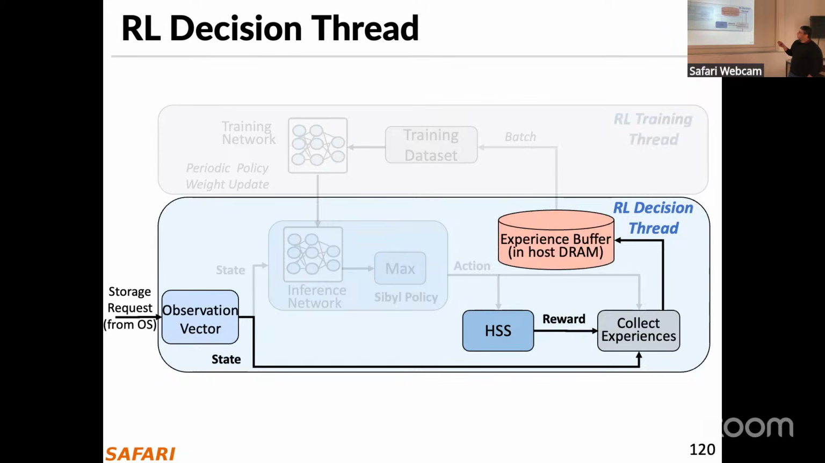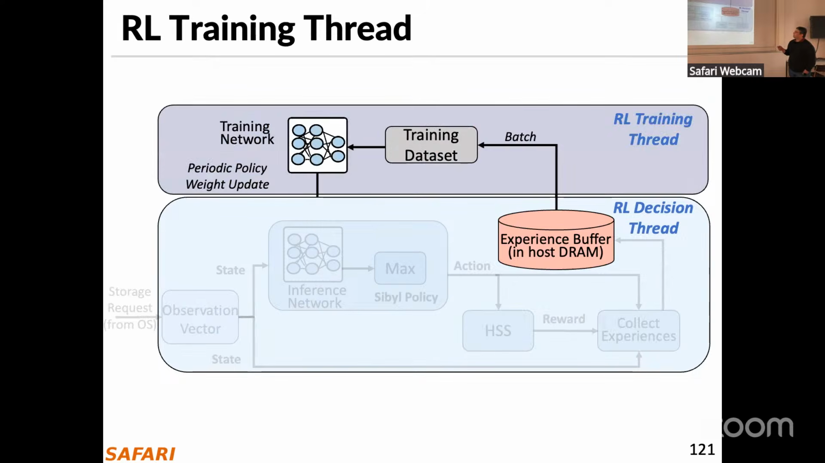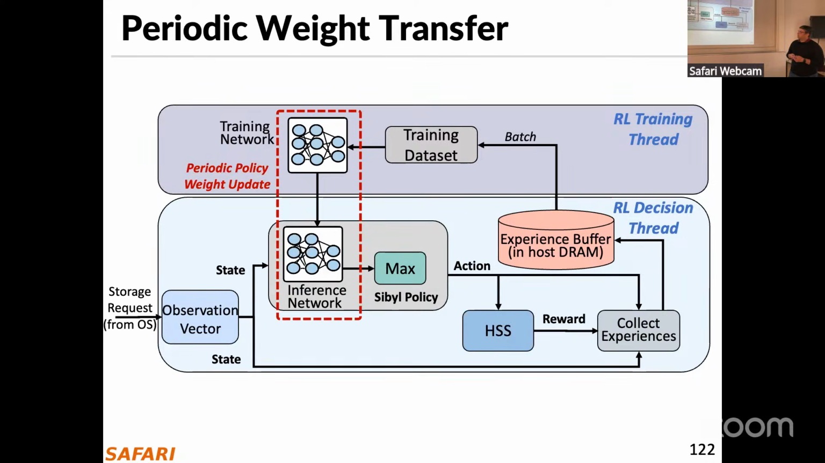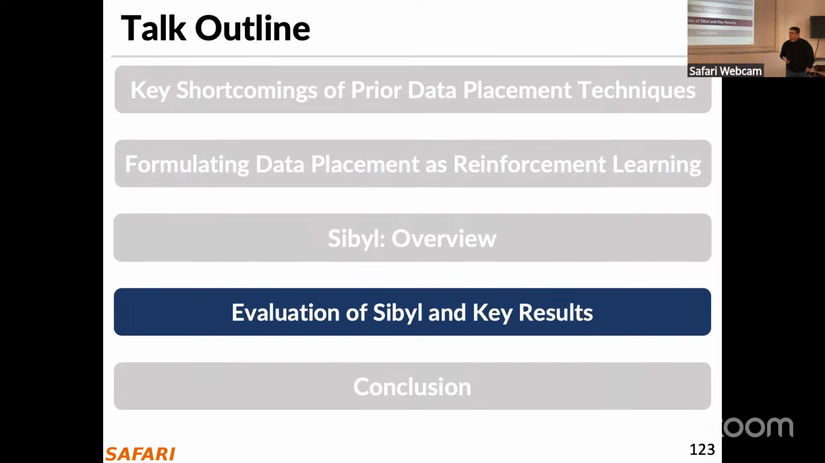Here we store those details in an experience buffer in the host DRAM, and then we go to the training thread. You have the experience buffer of a large number of requests, and you take a few samples of the experience buffer, use that as the training data for the training network, train that network, and then perform policy updates frequently with the inference network. So this is an asynchronous execution that helps us reduce the overhead on the storage request, compared to doing both training and inference in the same thread. Now, any questions so far?